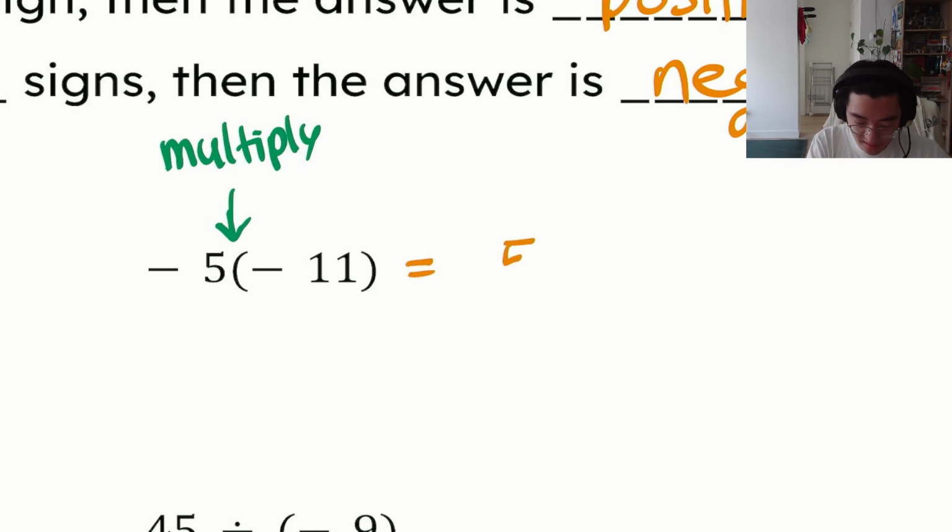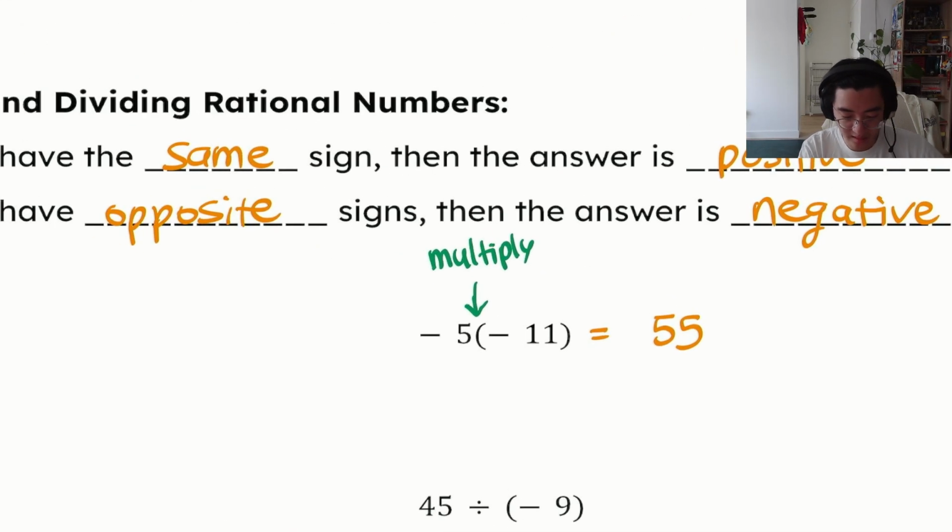So 5 times 11 is 55. And because they're both negative, we know it has to be positive 55. They're both the same sign, both negative signs, so the answer must be positive.